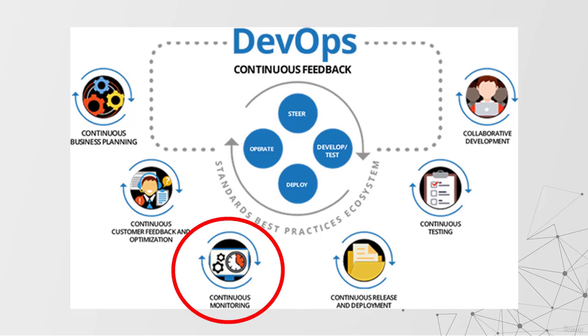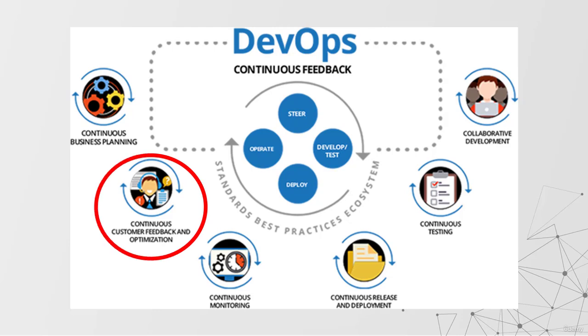After that, we've got continuous monitoring. So to ensure that applications are running optimally, they must be continuously monitored. So cloud platforms offer advanced monitoring, logging, and alerting tools that provide insights into application health and performance.